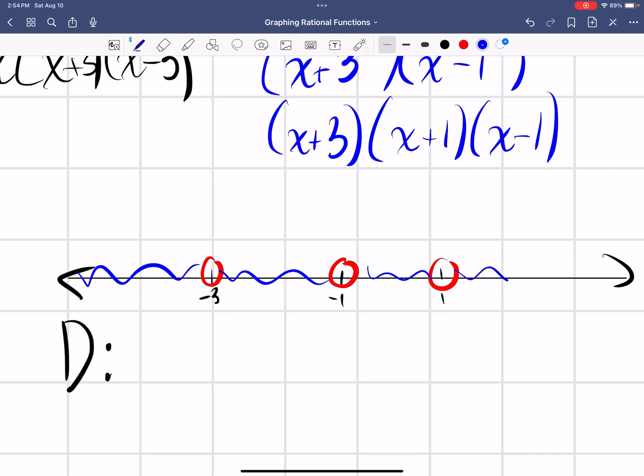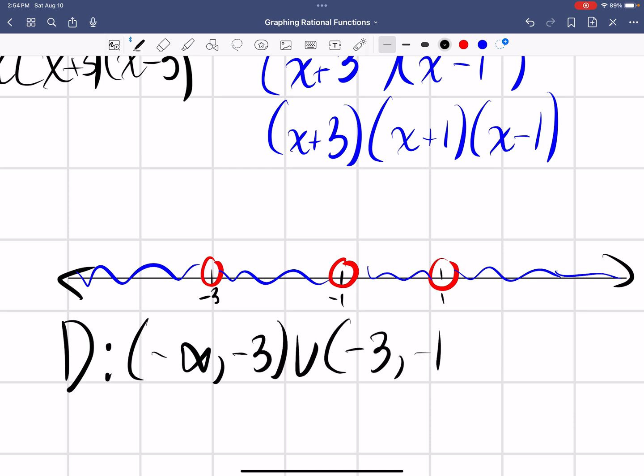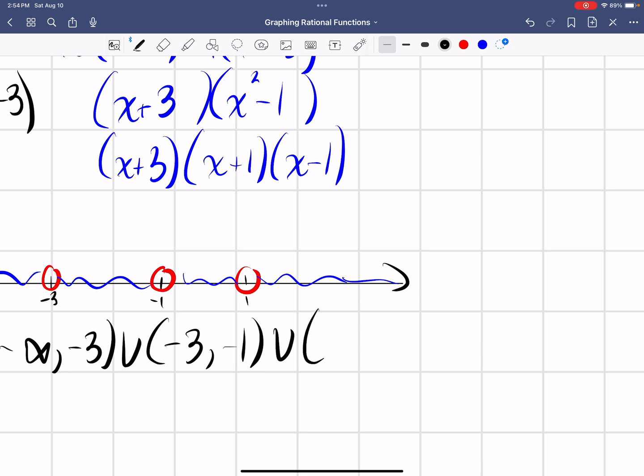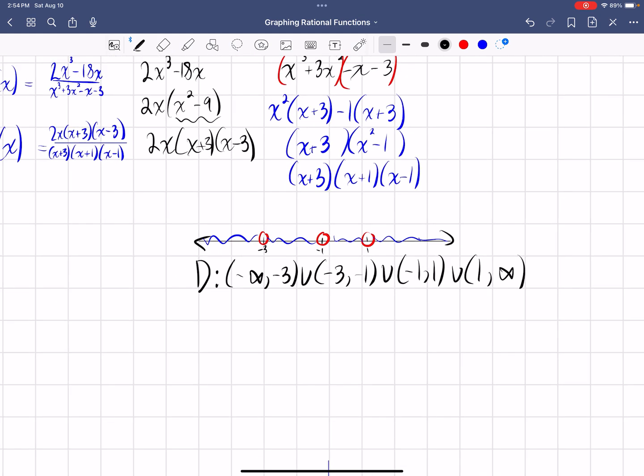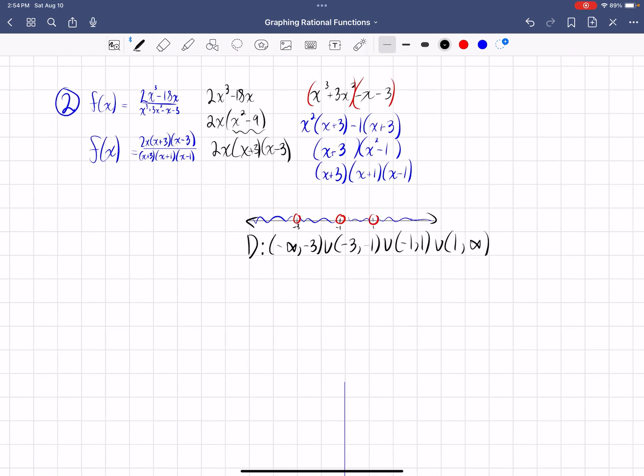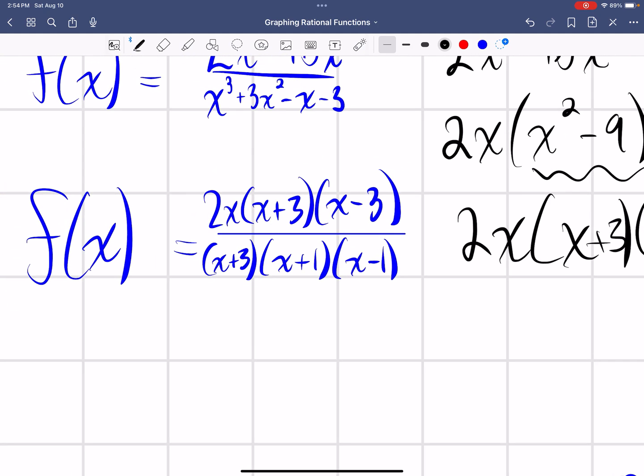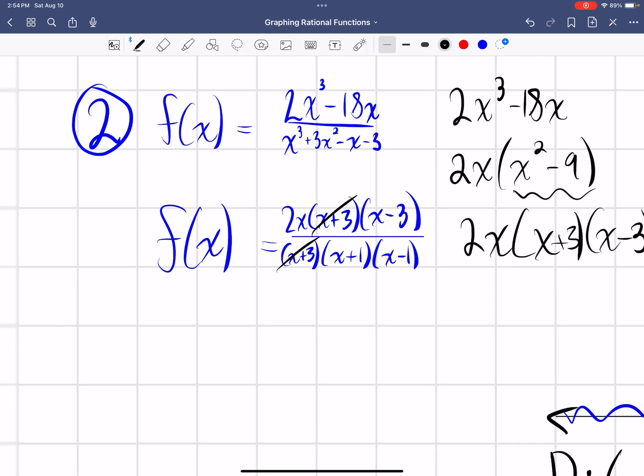So our domain is now really easy to see. It's simply negative infinity to negative 3, union, negative 3 to negative 1, union, negative 1 to 1, union, 1 to infinity. So there's our domain. All right. Next up is we look for holes. And to find holes, we look for any factors that cancel. And this time we have one. The x plus 3 cancels from the numerator and the denominator.